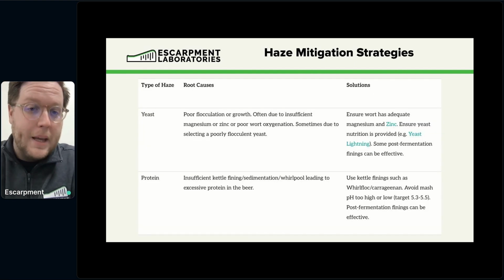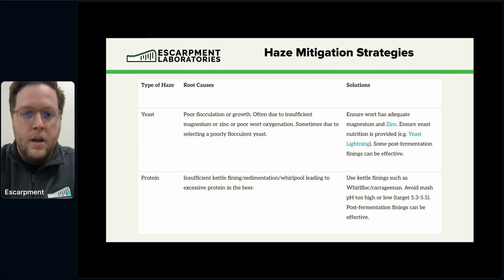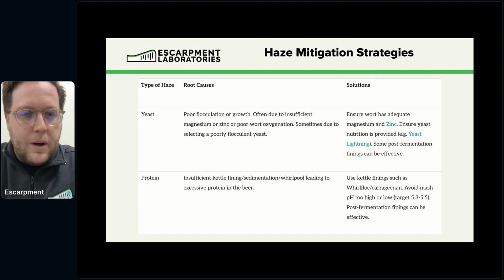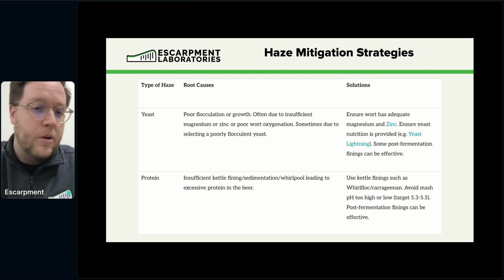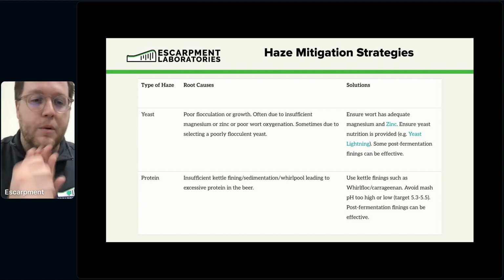So how do we actually mitigate haze if we're trying to make our beer clear? So with yeast, the root cause is typically bad growth. You don't get enough yeast cell growth, so you don't have enough yeast cells colliding with each other.